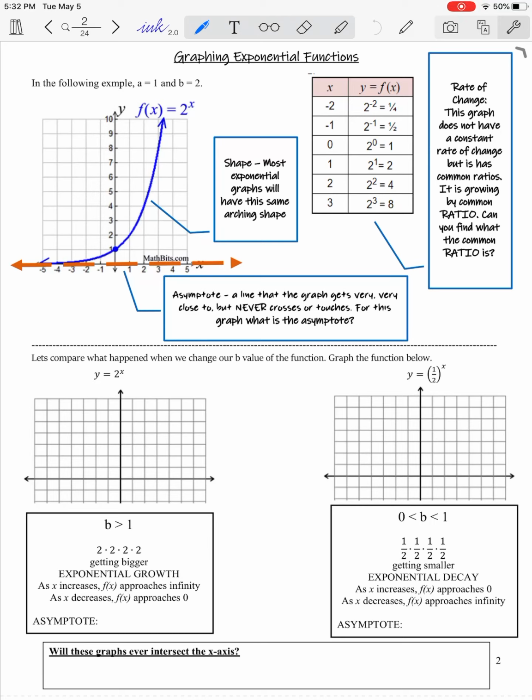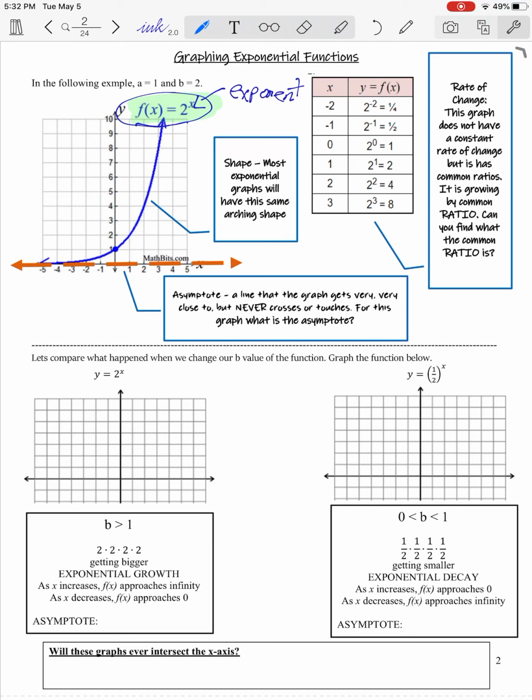So we are going to graph exponential functions. If you look, here is my exponential function right there. F of x equals 2 to the x. I can even highlight it if we want. That's my function right there. The reason it's called an exponential function is because the x is the exponent.